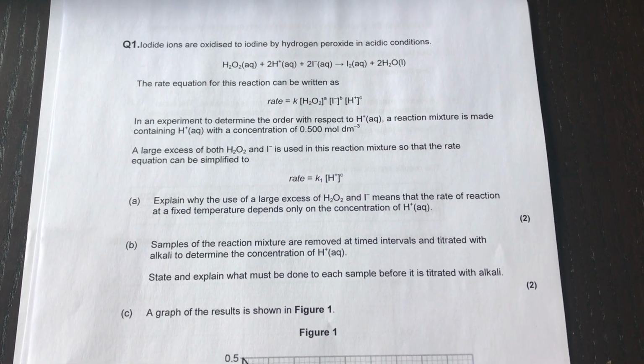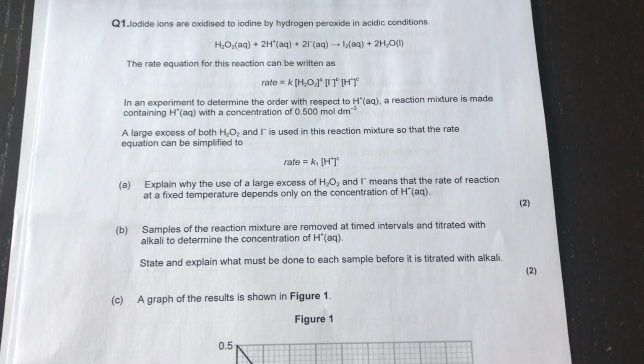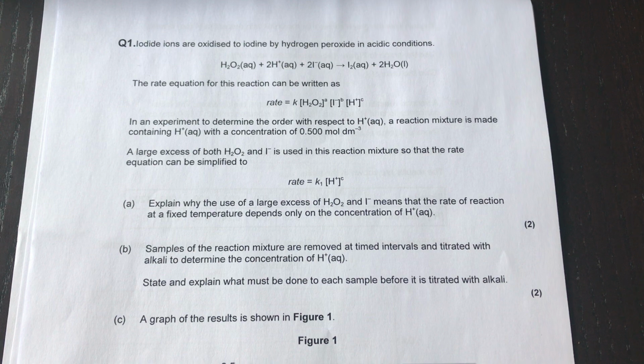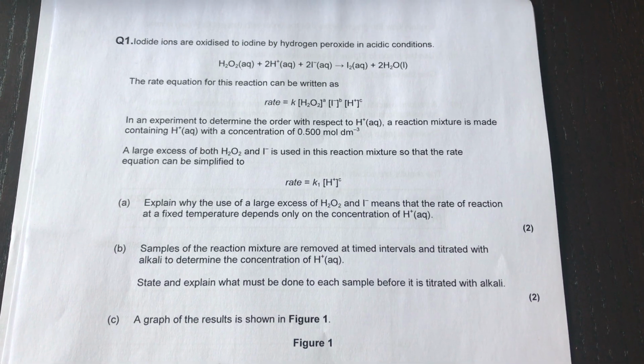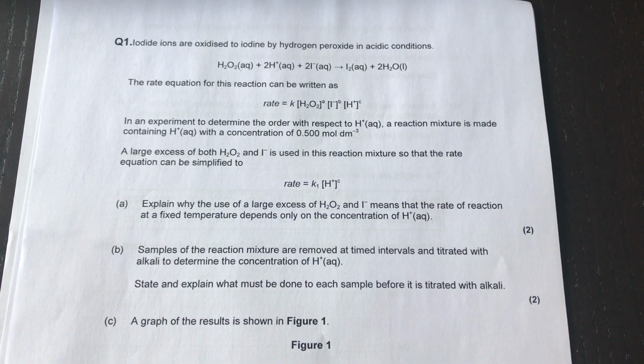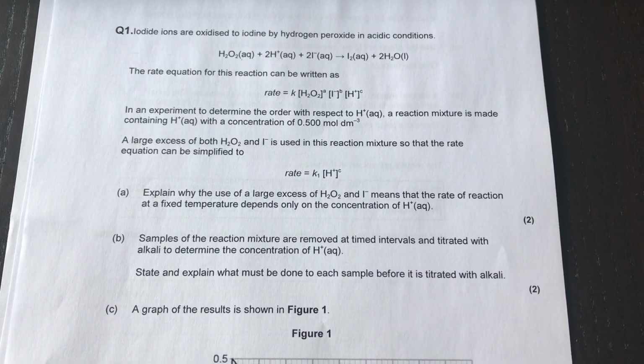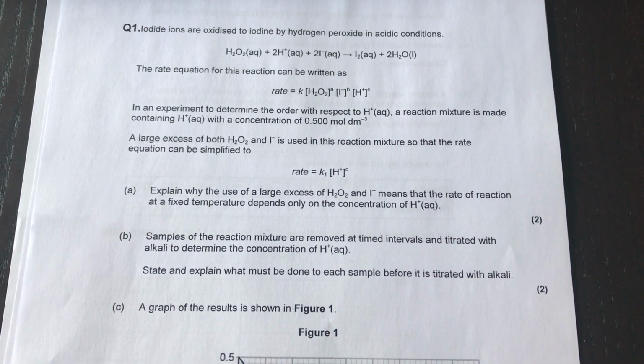Hydrogen peroxide is an oxidizing agent, and so it will oxidize iodide ions to iodine. Then you've got the rate equation written there, and it tells you that a large excess is used of both the hydrogen peroxide and the iodide ions. Question A for 2 marks asks you to explain why a large excess means that the rate at a fixed temp depends only on the conc of H+.